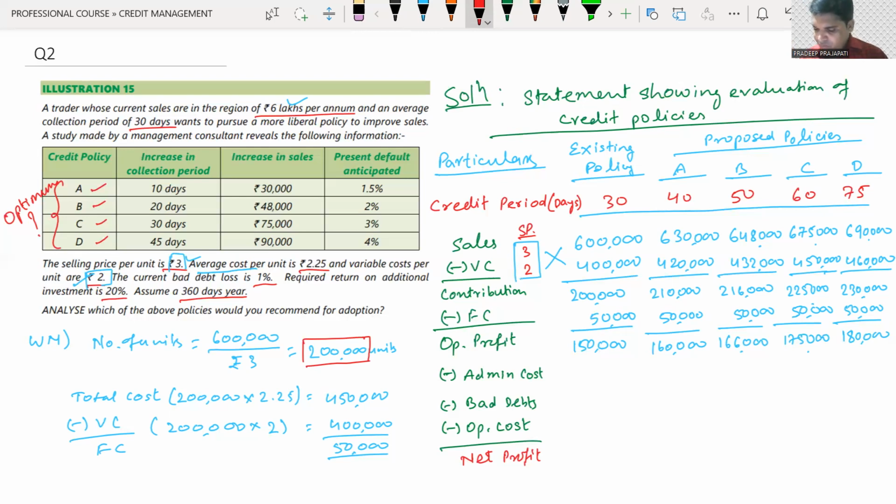Now admin cost. Is there any admin cost given? Admin cost is not given, but bad debt is given. Admin cost is not given, so put dash over here.